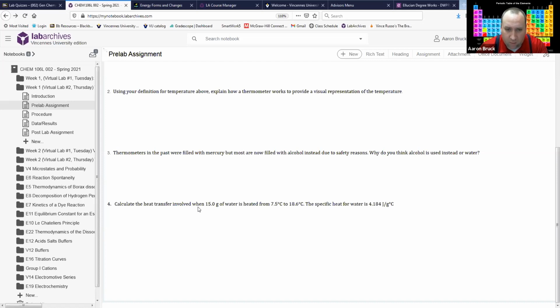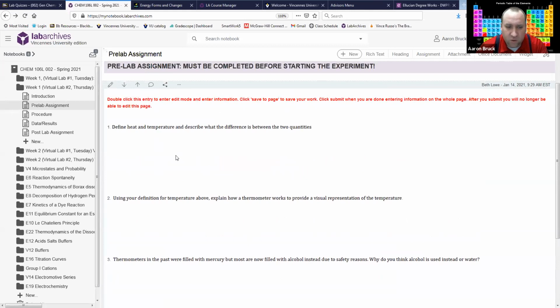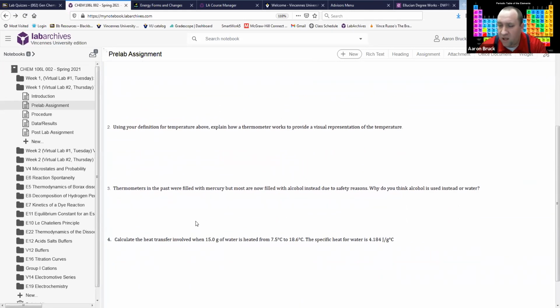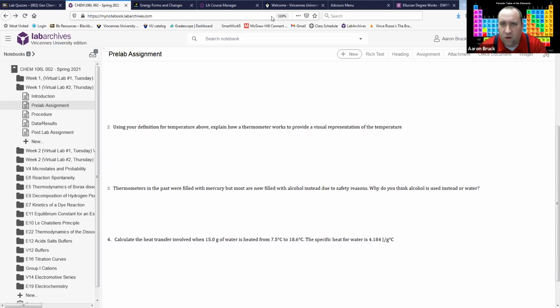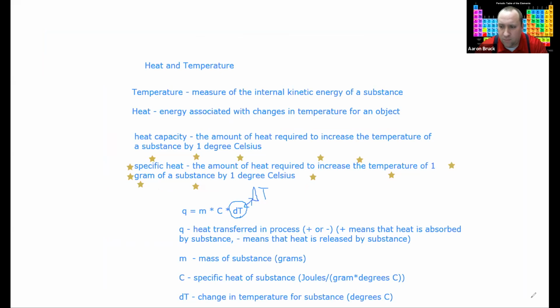So what we're going to do now is you should be able to answer questions 1, 2, and 3 already. If you can't figure your way through those, a relatively simple search online should help you figure out how to answer those 3. For question number 4, though, let's go back to the whiteboard and do an example.